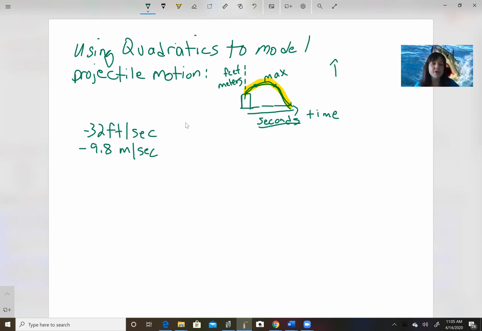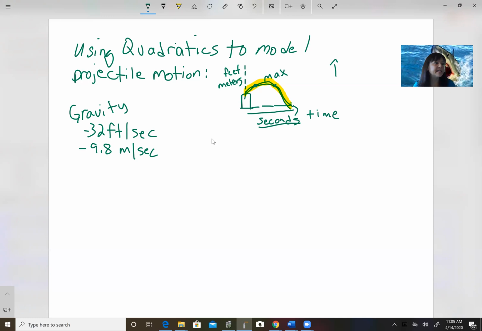But the more you use the metric system, the easier it gets. I'm sure that's all you use in science. But this is gravity, right? We use gravity when we're talking about our equations.